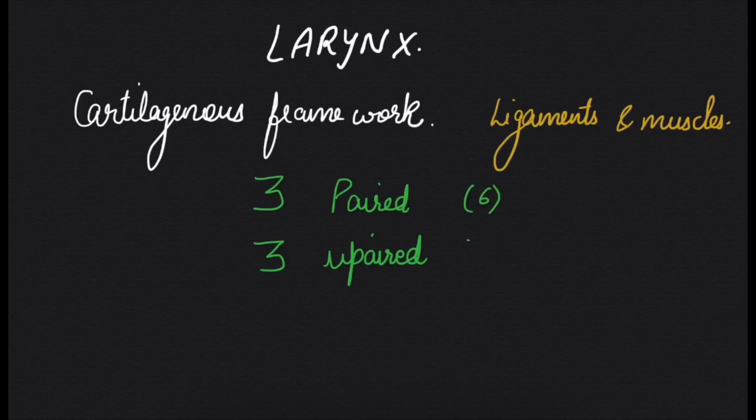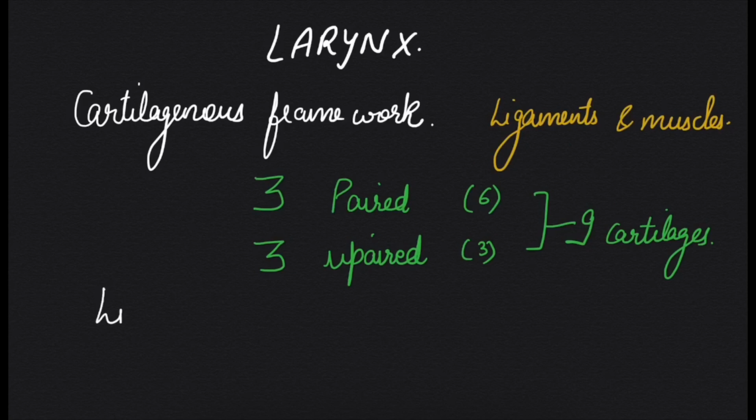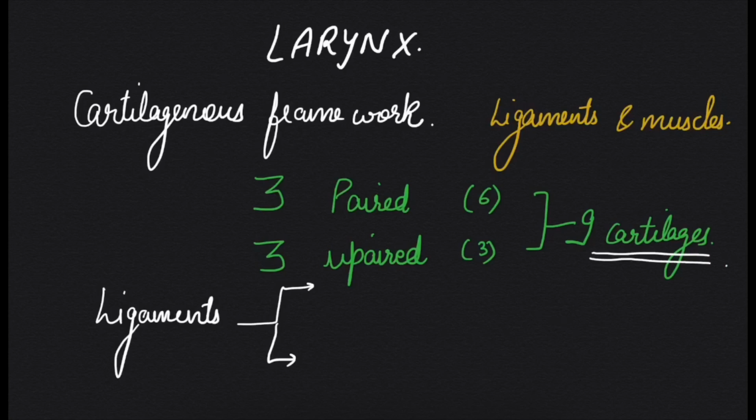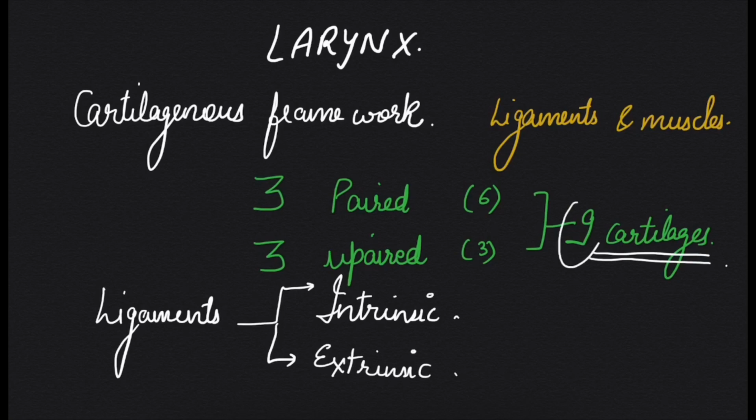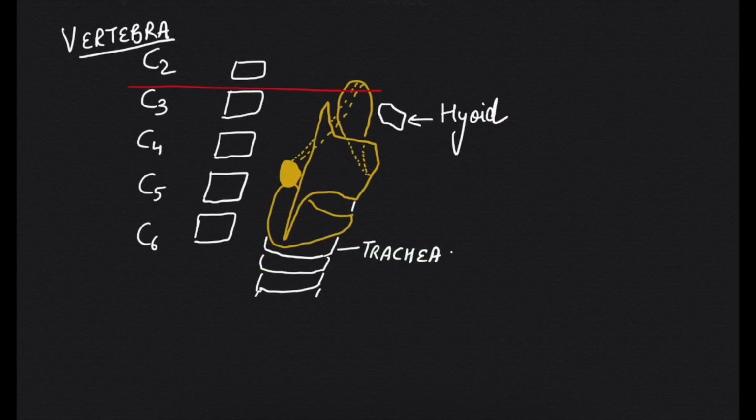Now there are 3 paired and 3 unpaired cartilages. So total there are 9 cartilages in the larynx. Now talking about the ligaments, there are ligaments which will connect cartilages to each other. They'll be called as intrinsic ligaments, and then there are ligaments which connect these 9 cartilages to structures outside. These are called as extrinsic ligaments. So first of all, the larynx is suspended in the neck starting from C3 vertebra to the level of C6 vertebra.